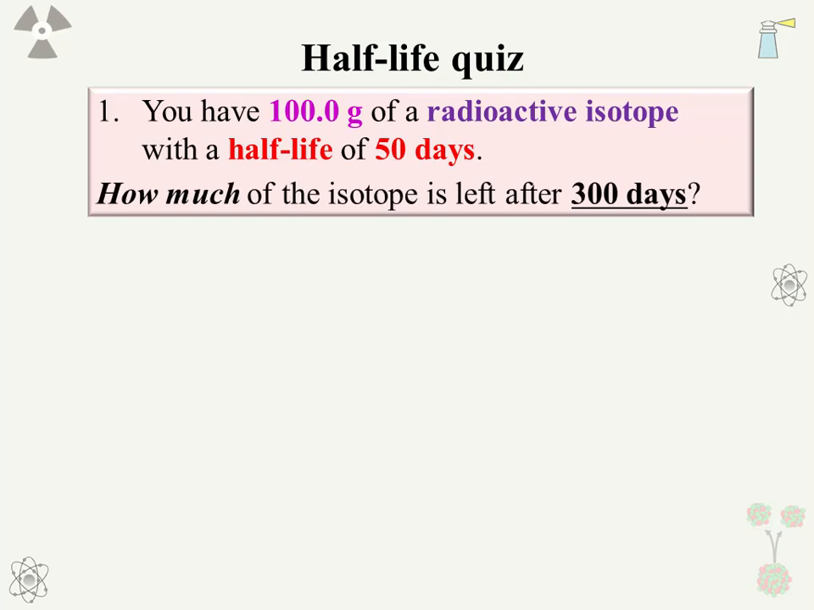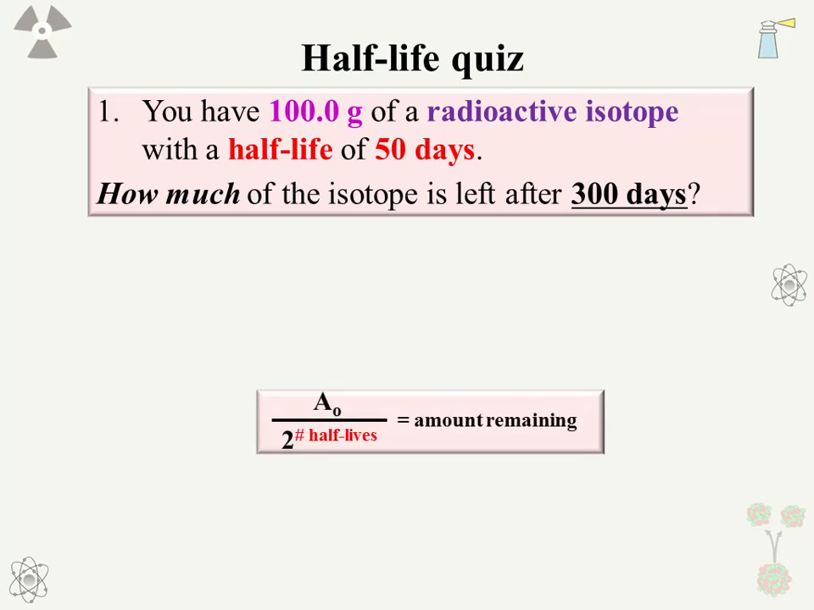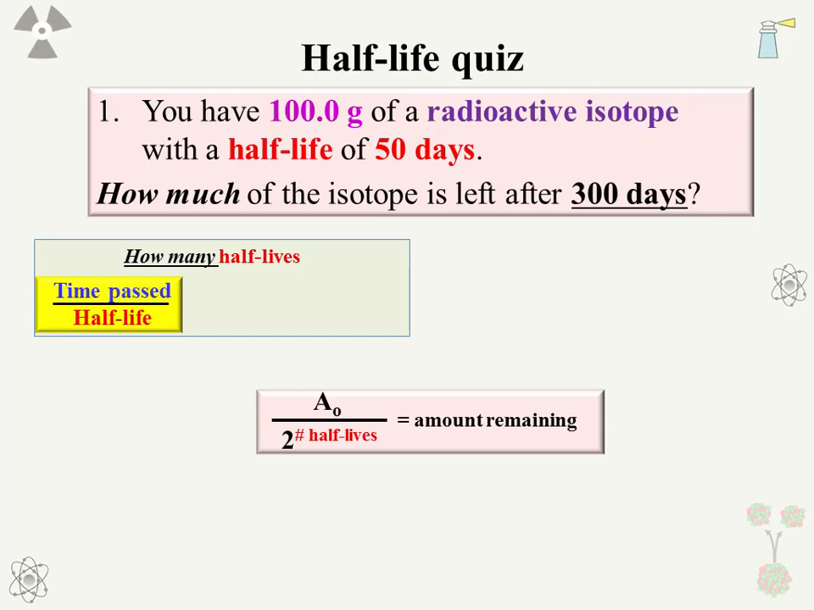Getting amount remaining uses the starting amount divided by 2 raised to the number of half-lives ratio. We have the starting amount, 100 grams. So we just need the number of half-lives that have passed. What equation did we use to get that? Right, time passed divided by the half-life of the isotope.